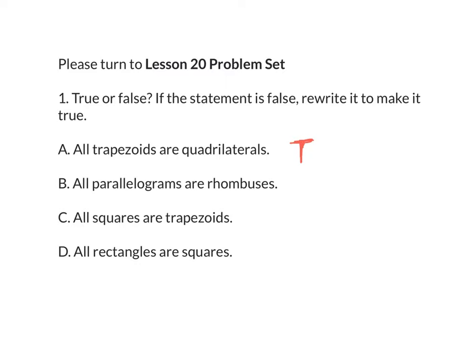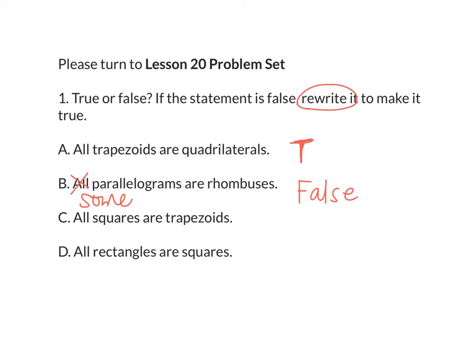So just mark true. All parallelograms are rhombuses. Is that true or false? False. So go ahead and mark false. But it says if it's false, you need to rewrite it to make it true. So how could I rewrite this sentence to make it true? All parallelograms are rhombuses. Ani? Some. So if I rewrite some parallelograms are rhombuses, then that would be true. Because what kind of parallelograms are also rhombuses? Parallelograms that have 4 congruent sides. And that's not all parallelograms, it's just some parallelograms. Do you see how this works?